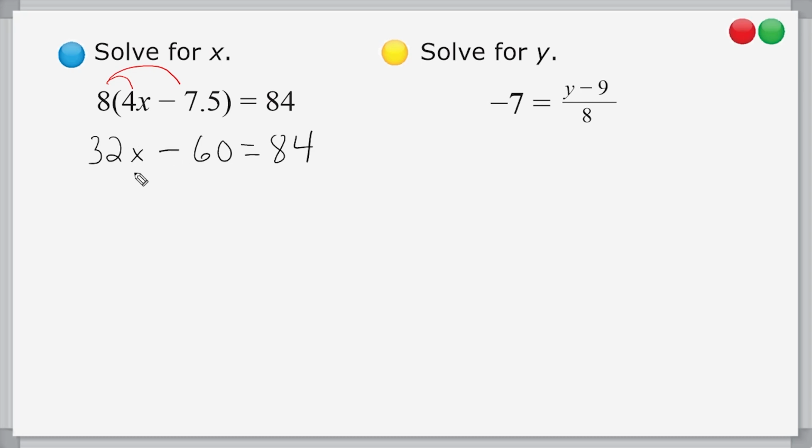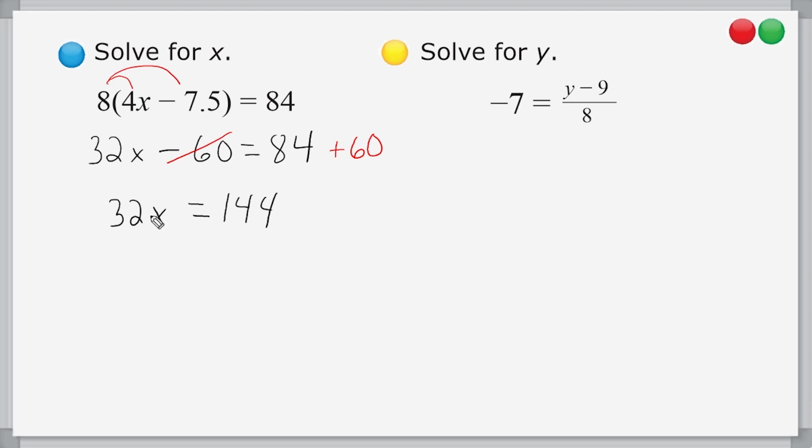Now, because we have x over on the left side, we have to take all of our numbers on the left side and move them to the other side. And we have to start with this minus 60. So the inverse of subtracting 60 is to add 60. So on this side, that gives us 144. On this side, we still have 32x.